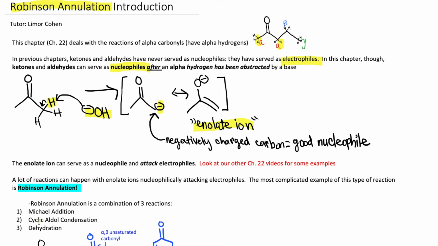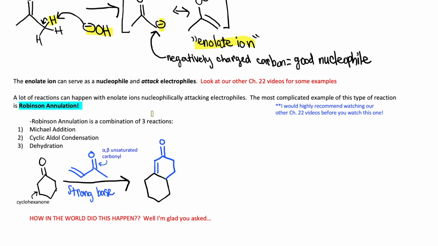This video is going to go over probably one of the most complex reactions from chapter 22, called Robinson annulation. Robinson annulation is a combination of three reactions. The first reaction being Michael addition, the second being cyclic aldol condensation, and the third being dehydration. Robinson annulation involves a reaction between cyclohexanone with an alpha-beta unsaturated carbonyl as well as a strong base. This product probably looks really complex to you, but it'll be easier if we explain the mechanism behind it.